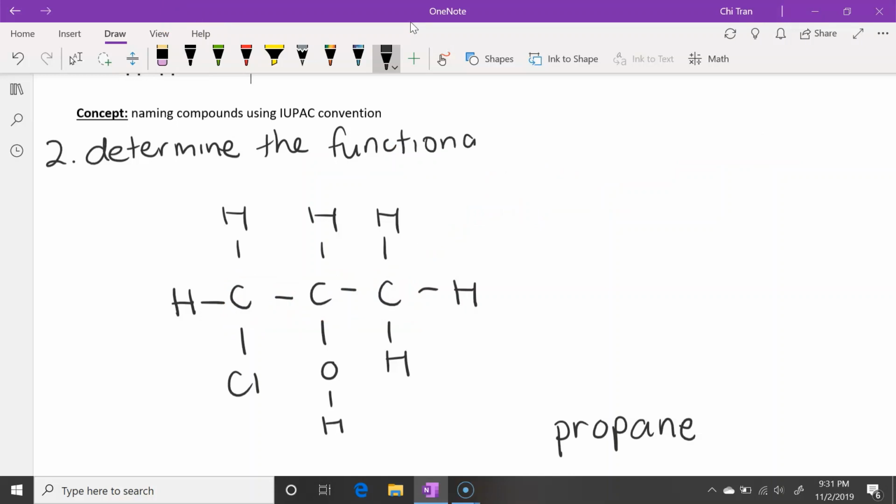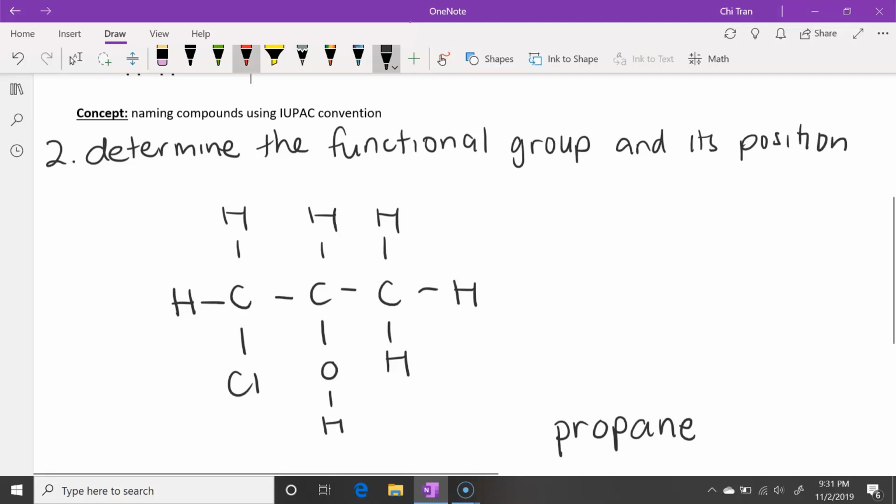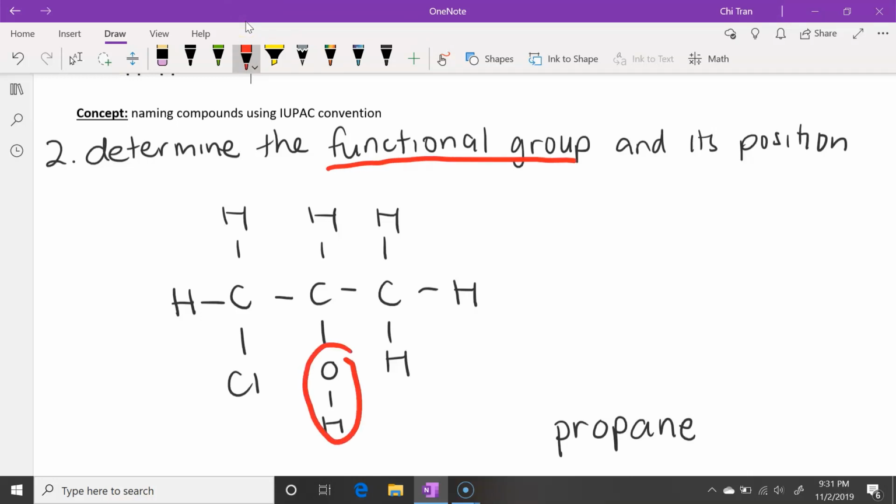Second step is to determine the functional group and its position. So the functional group in this organic compound is the OH, indicated in the color red. And the OH tells us that it's an alcohol, so the suffix will end with ol, so like OL. And we will actually need to change the suffix of propane to propanol.